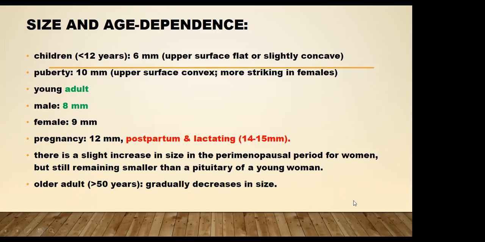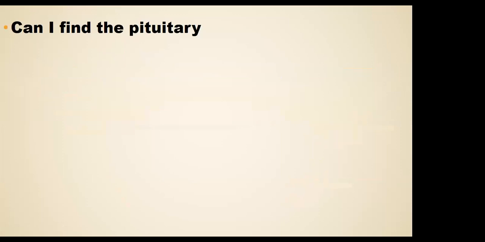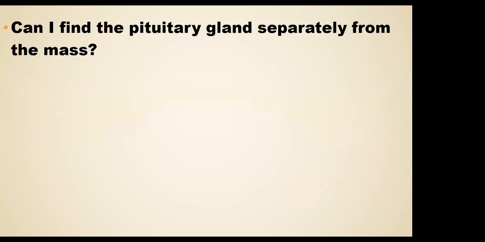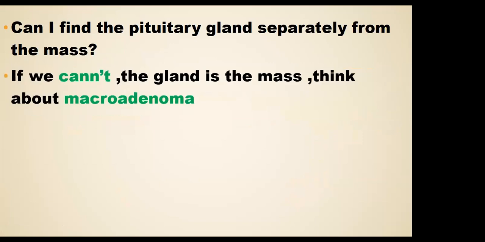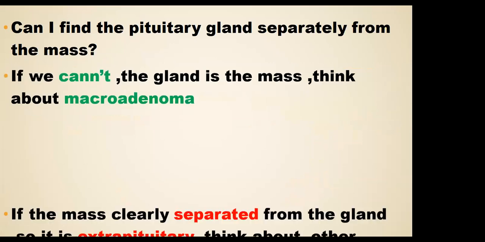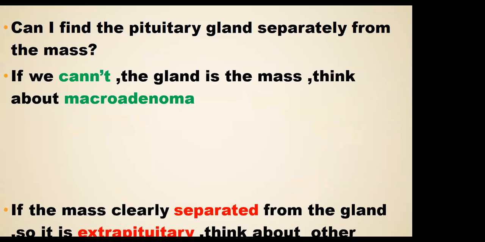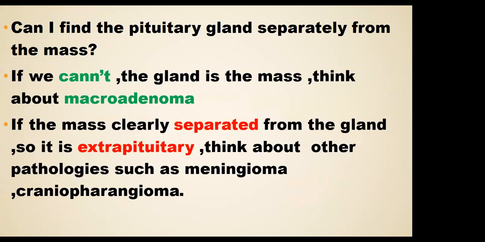When there is a mass, the fundamental question is: can I find the pituitary gland separately from the mass or not? If we can't, then the gland is the mass, and we think about macroadenoma, which is the most common. And if the mass is clearly separated from the gland, then it is extrapituitary, and we think about other pathologies like meningioma, craniopharyngioma, and other differentials.